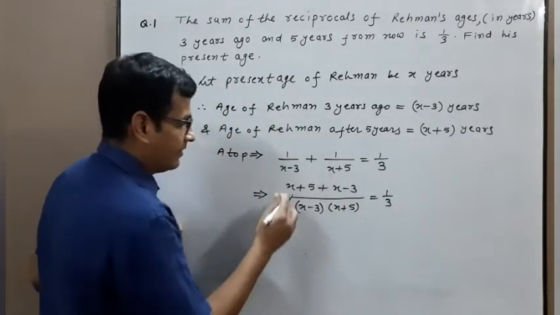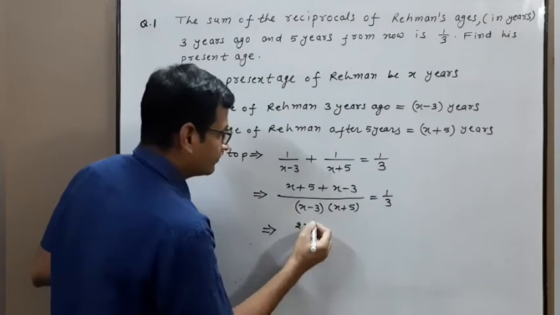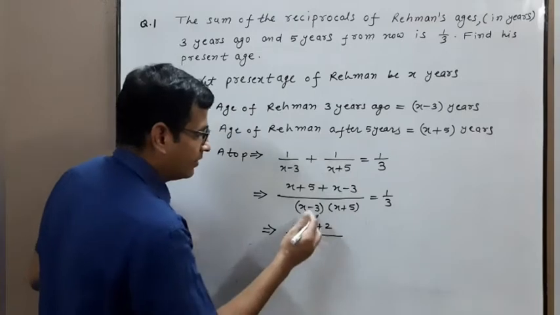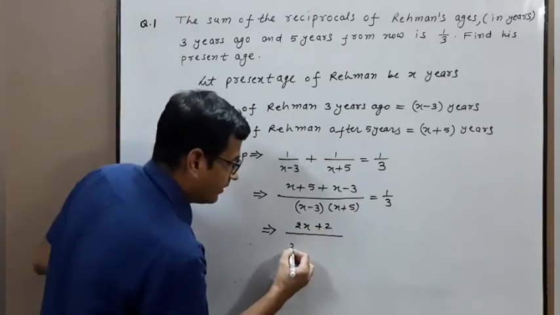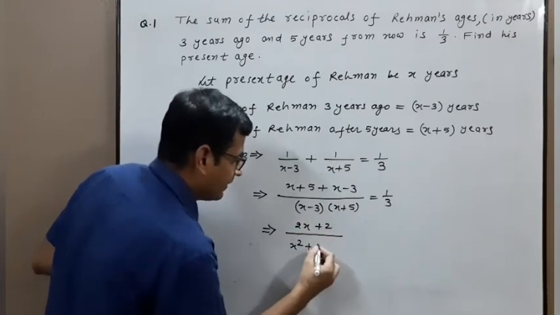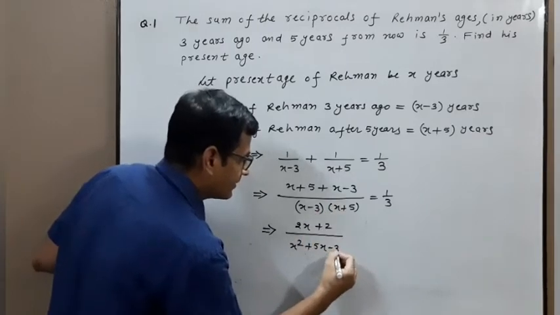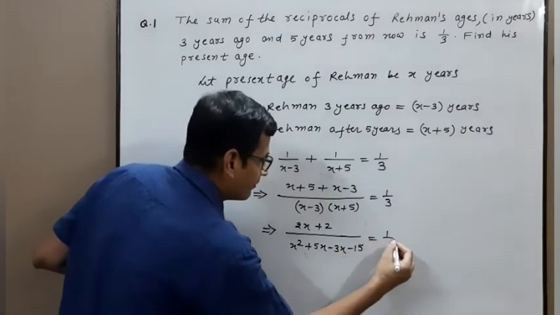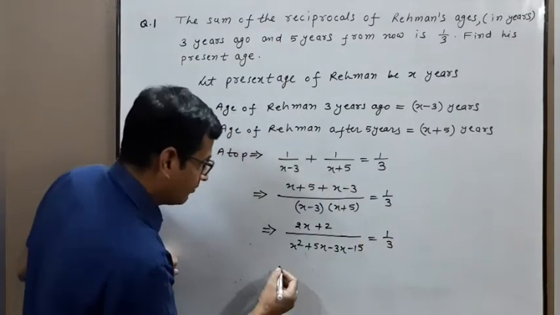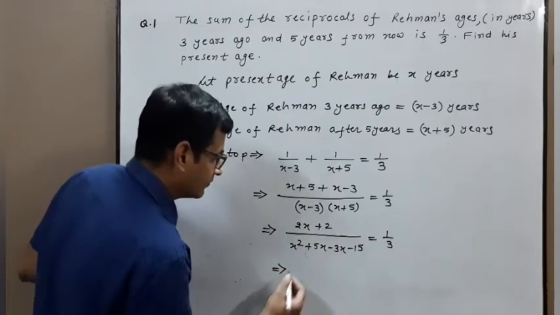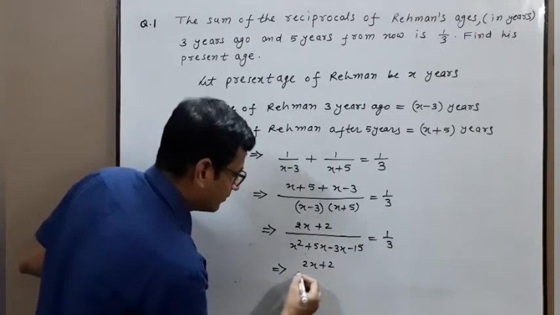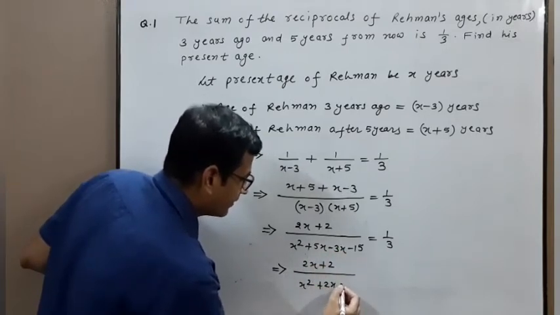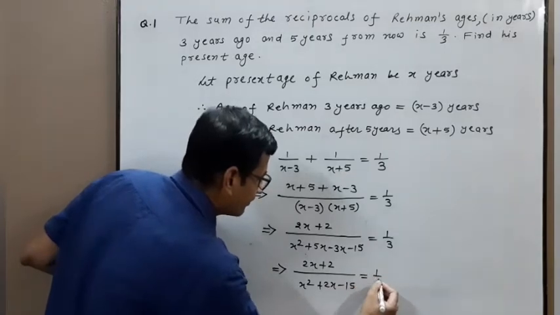More simplify: x plus x is 2x, 5 minus 3 is 2, upon the product of these two, x square plus 5x minus 3x minus 15 is equal to 1 upon 3. More simplify, 2x plus 2 upon x square plus 5x minus 3x is 2x minus 15 is equal to 1 upon 3.